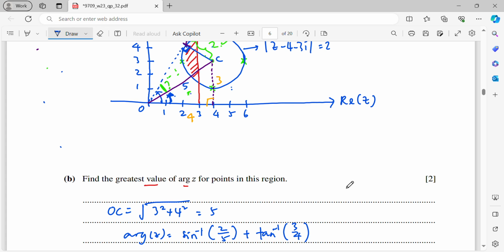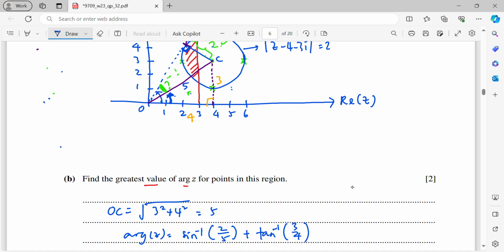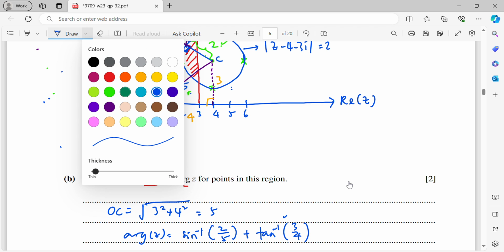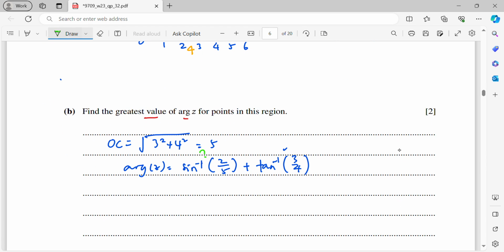When you add these two together, the green angle and the blue angle, I can just calculate this. Leave your answer in radians, so change the calculator mode to radians, and give it correct to 3 significant figures. Then you will get 1.06 radians. So that is the greatest argument of z.